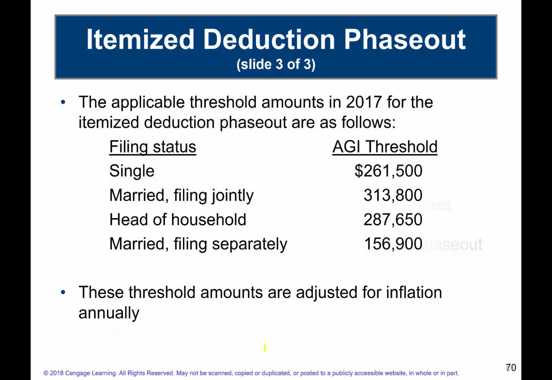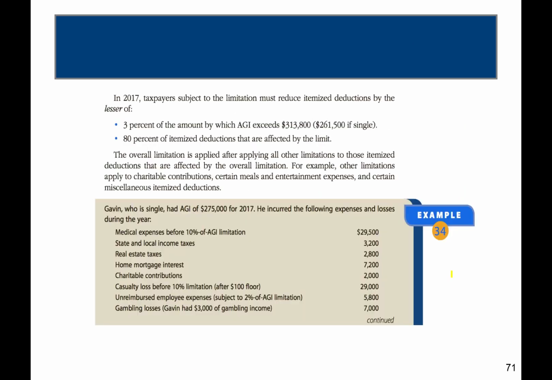Okay? So you come over and they give us the thresholds. I do not expect you to memorize thresholds for the exam. I will make it clear what the thresholds are in any questions that I give you for the exam. Okay, but let's just go ahead and take a look. And we have the limitation, 3% of the amount that exceeds the thresholds or 80% of the itemized deductions that are affected by the limit. So again, this guy has all these things. I'm not going to read these off again.